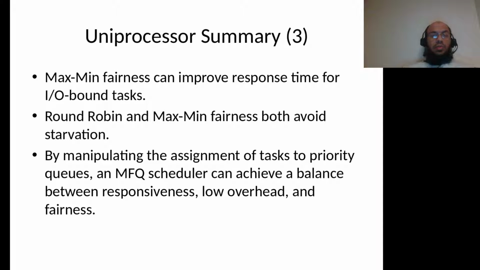Maximum fairness can improve response time for I/O bound tasks. If you implement some form of maximum fairness, this should improve your overall response time if you have I/O bound tasks, and it avoids starvation because there will always be a sort of quota. You will always try to equalize across different processes. And then the MFQ is a way to improve the overall system performance and try to be jack of everything but master of nothing.